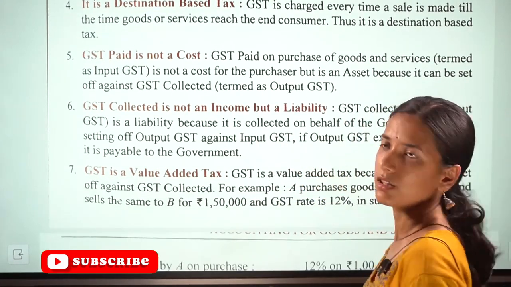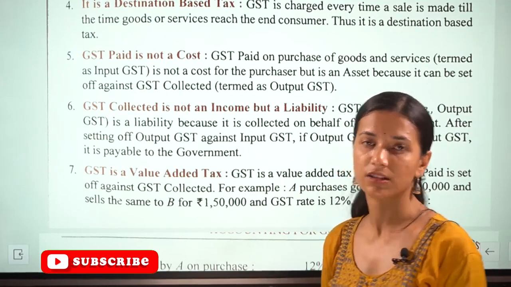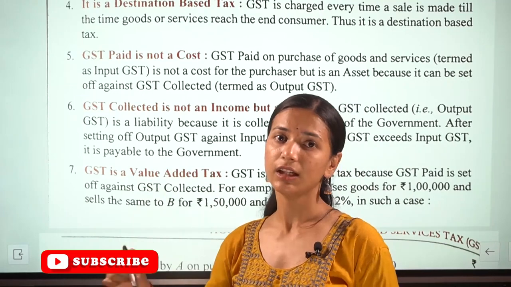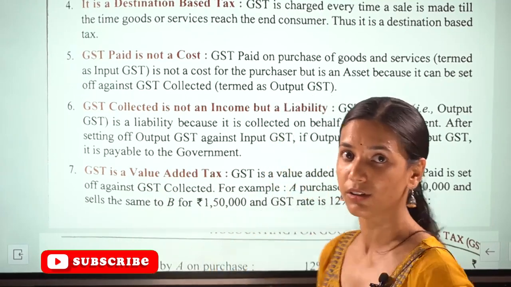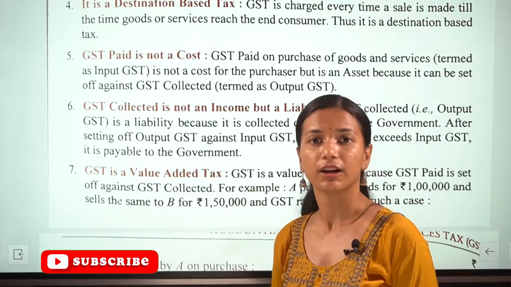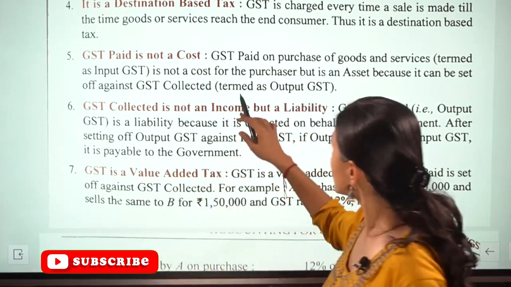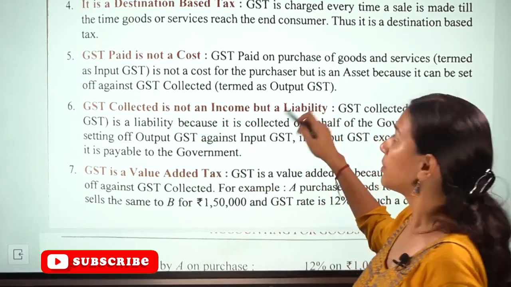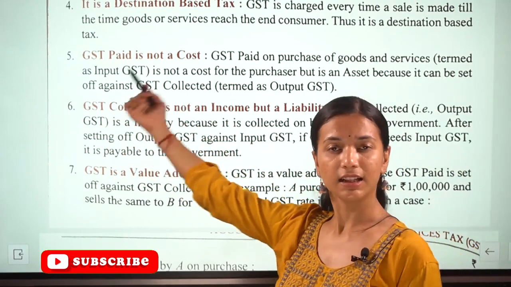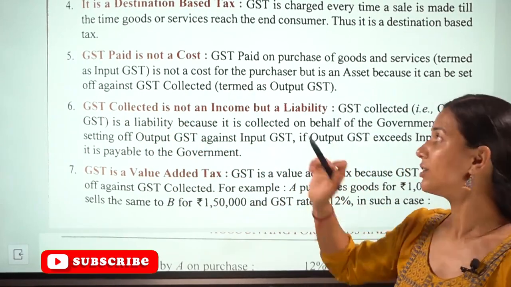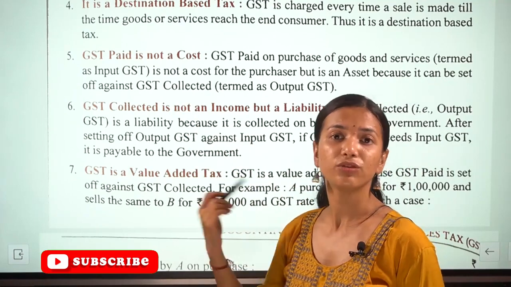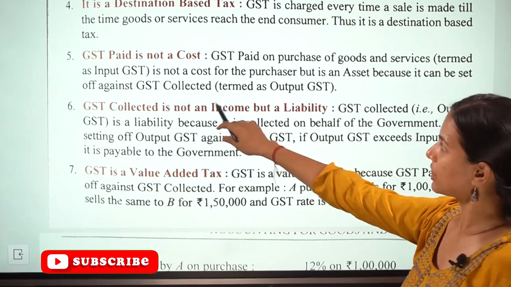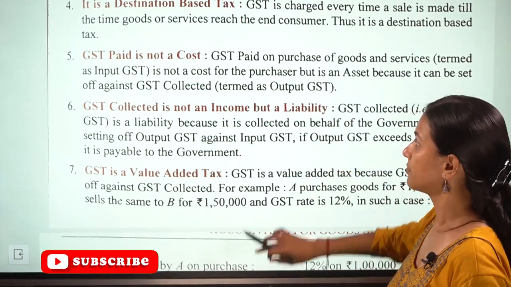GST paid is not a cost. So whatever GST you are paying is not a cost. We already discussed it. It is an asset for the person who is paying the GST, because that GST will be set off against the output GST. GST paid on purchase of goods and services, termed as input GST, is not a cost, because the input GST is your asset and the output GST is your liability. So that input GST is helpful in setting off the output GST. It is an asset because it can be set off against GST collected, termed as output GST.